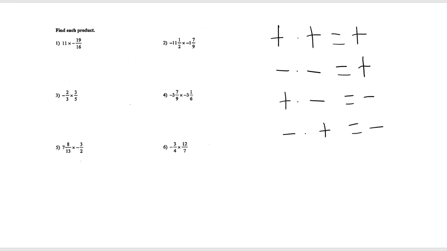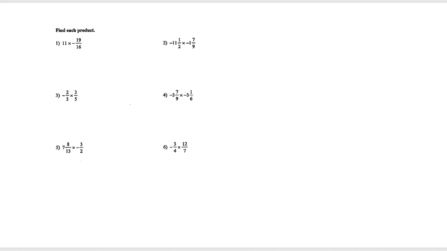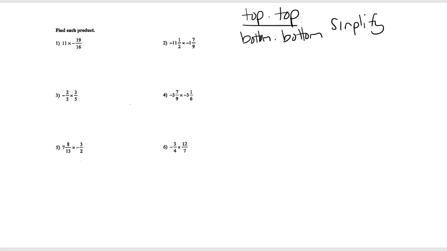So if your numbers are the same signs, either both positive or both negative, your answer will be positive. And if your numbers are one positive and one negative, or one negative and one positive, your answer will be negative. Now we know that when we multiply fractions, we don't have to have a common denominator. We are just going to do the numerator times the numerator and the denominator times the denominator. So basically, we are going to do top times top over bottom times bottom. And then once we've done that, we are going to simplify what we have left.